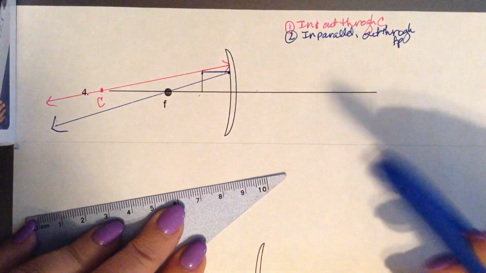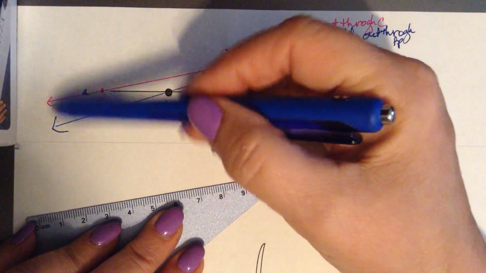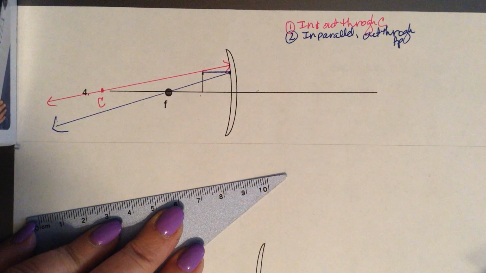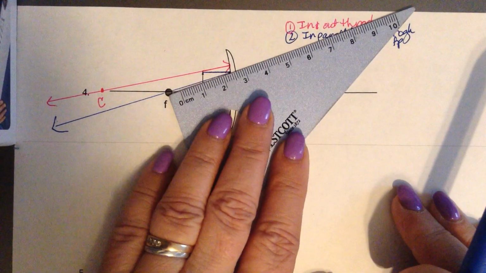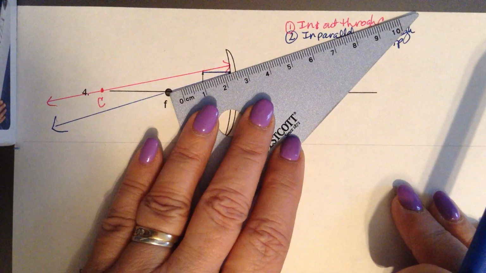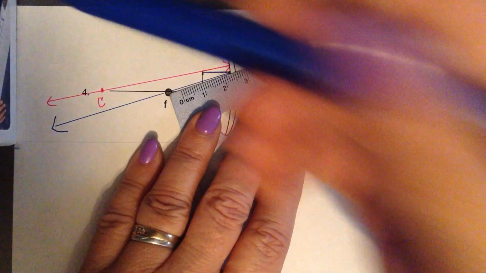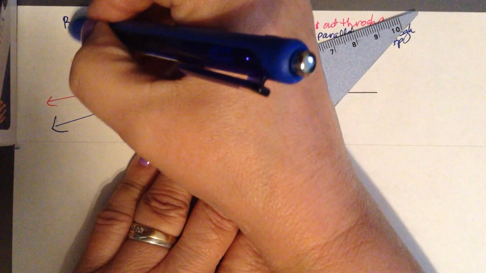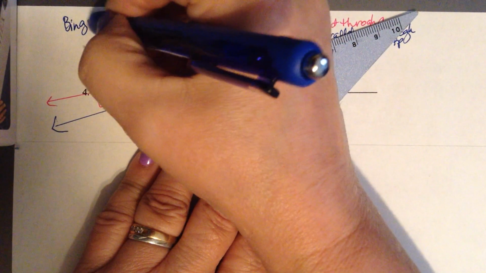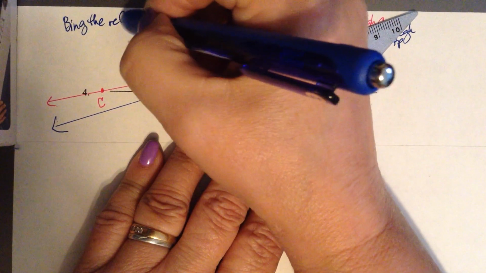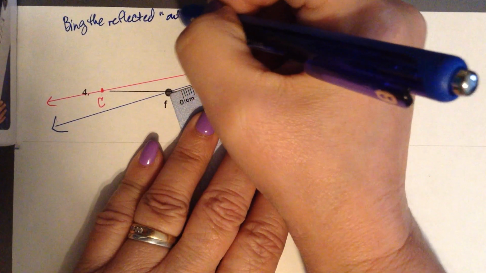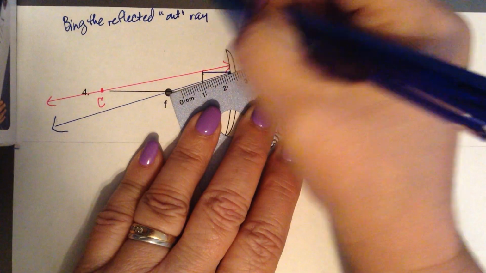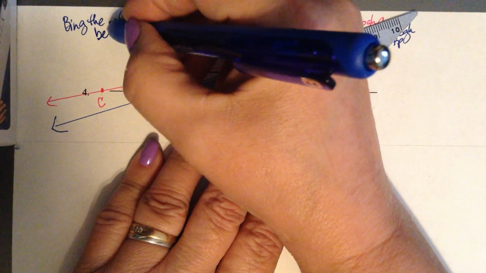Okay, now we have a problem. Remember before all those light rays met up on this side? Do you see our light rays aren't meeting up? Okay, that tells us that we have to bring the reflected ray. So let's make a note. Bring the reflected, the out ray, behind the mirror.